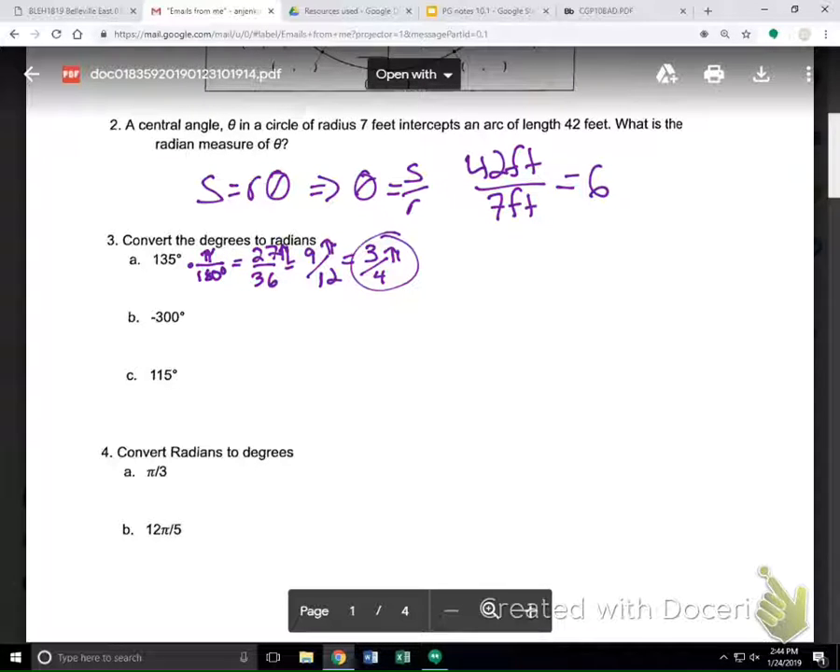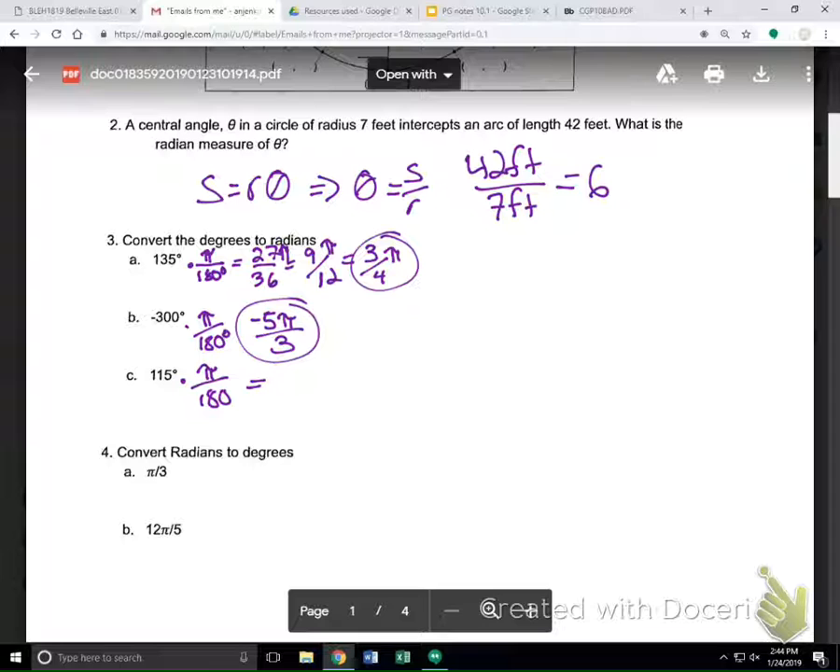And then our next group, we have negative 300. For here, we're doing the same thing. You have pi over 180. What goes into both of these? 60 goes into the top. How much? 5. Negative 5 pi over 3. Yep, that's it.